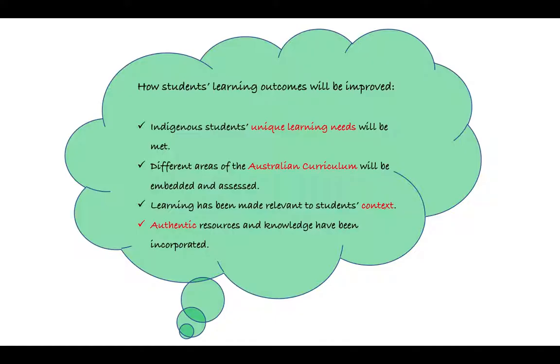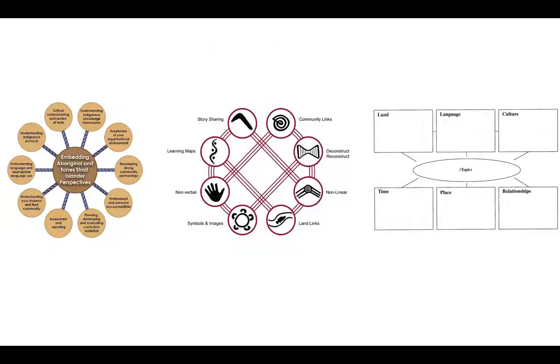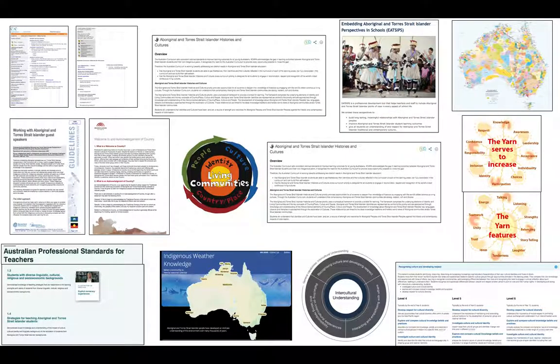I have identified 4 key ways that students' learning outcomes will improve because of my changes. I have met the learning needs of Indigenous students, incorporated different areas of the Australian curriculum, made learning relevant to context, and incorporated authentic research and knowledge. I used a range of frameworks including ED4461, 8 Ways, and the Holistic Teaching and Learning Framework. I also drew upon a range of curriculum and policy documents, research, and authentic resources throughout the presentation.